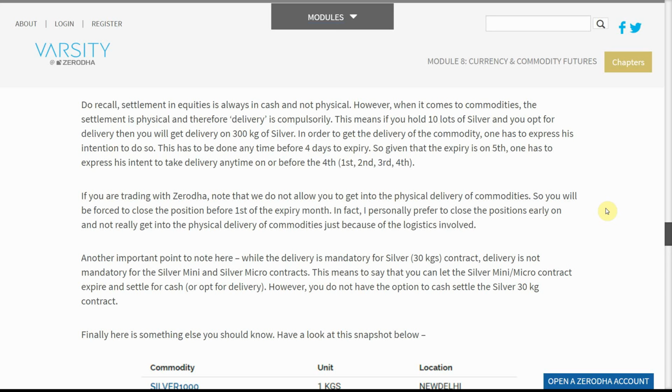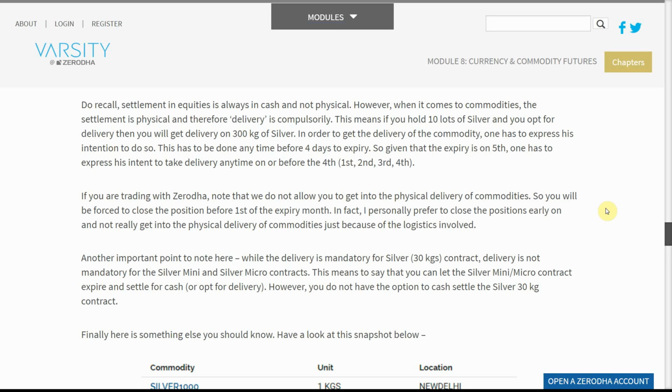This means if you hold 10 lots of silver and you opt for delivery, then you will get delivery of 300 kg of silver. In order to get the delivery of the commodity, one has to express his intention to do so. This has to be done any time before 4 days to expiry. So given that the expiry is on the 5th, one has to express his intent to take delivery any time on or before the 4th: 1st, 2nd, 3rd, 4th.